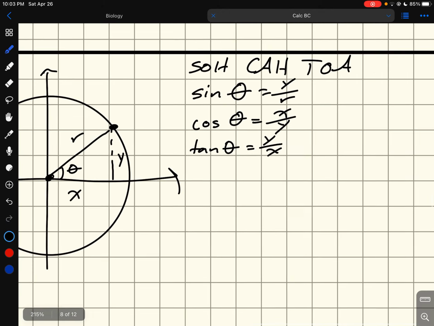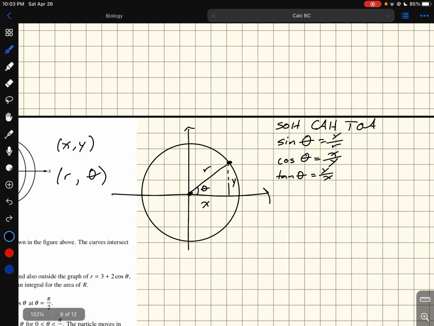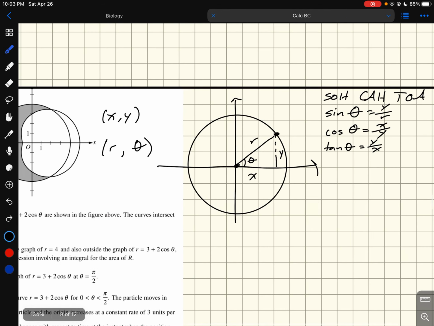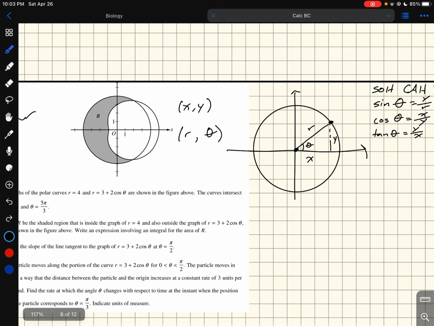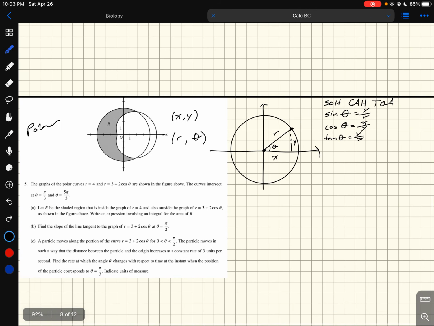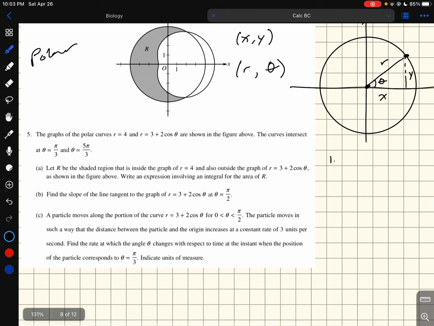So with these little equations we have here, we can relate theta and r, which is part of our polar stuff, with our x's and y's, which is what we usually do on the normal xy graph. So that's what polar is. Polar is just all about circles and angles. So let's look at the first question.